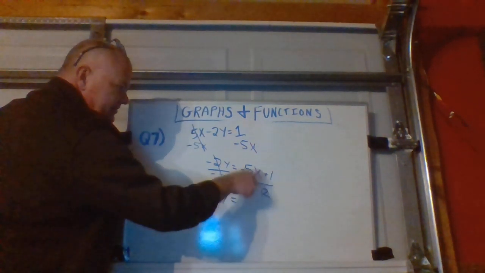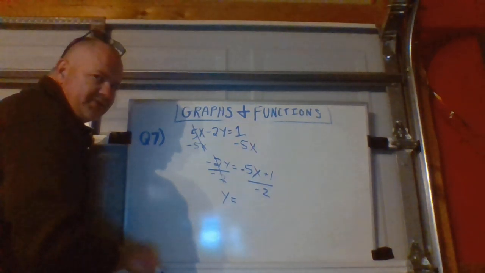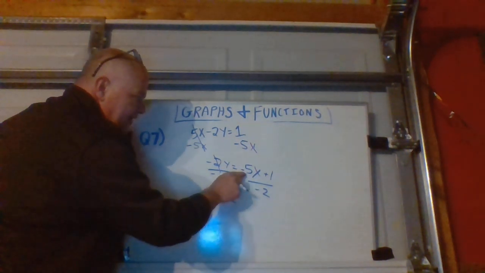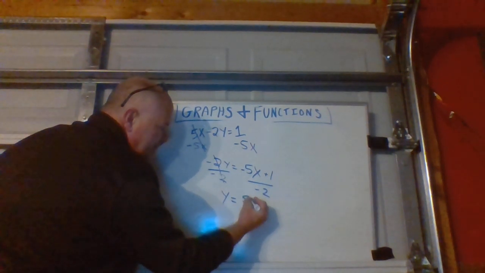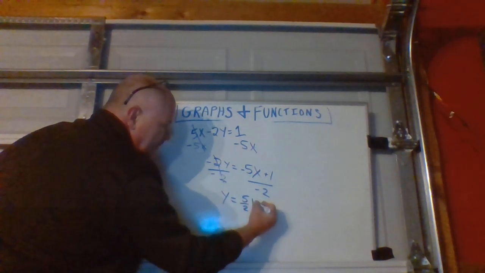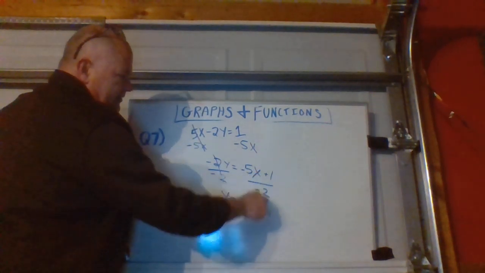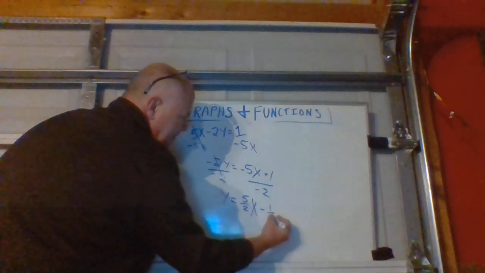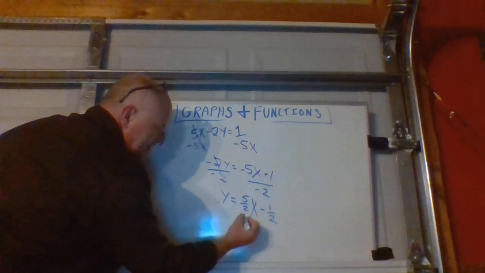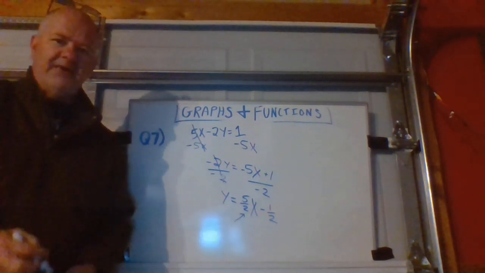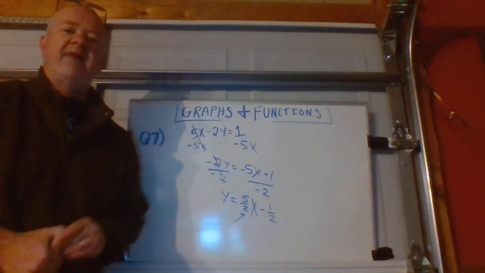I'm going to rewrite this here so that it's a little easier to see and work with. So we got negative 5 over negative 2, which is just 5 over 2. So we've got 5 over 2 x, and then minus 1/2. Now we have it in the form that we need. What's important here is we can see the slope is 5/2, or 5 over 2.